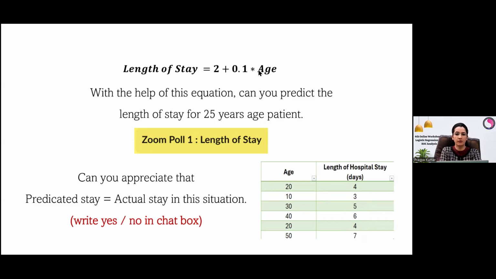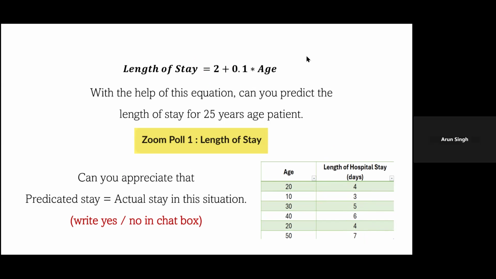Yes, Dr. Arun? Ma'am, how do we know that this equation is correct? I mean, is there any test to find out that what we are inferring is correct or not? For example, how do we know that this intercept should be 2 only? How do we know, ma'am, that the beta coefficient should be 0.1? Is there a way?